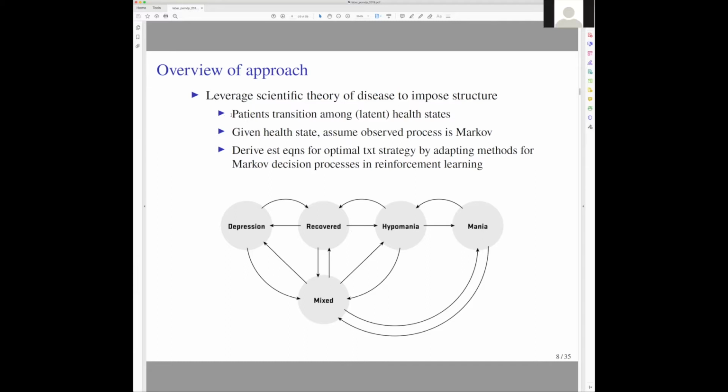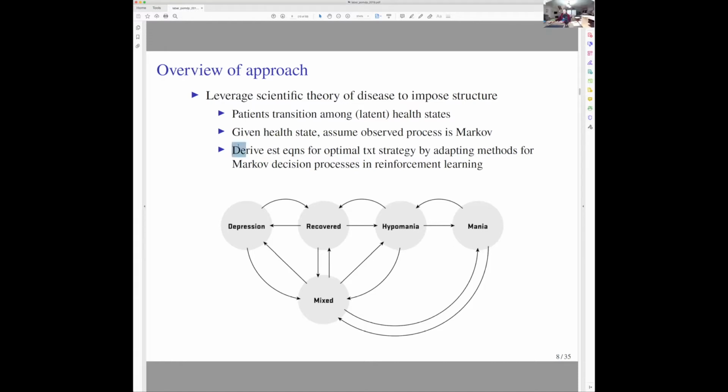So we're going to assume that patients are transitioning among latent health states as depicted here. Given a health state, we're going to assume the process is Markov. So the idea is we don't assume the observed data are Markov. That's not reasonable given what we know about the science. But given what we do observe and this latent health state, then we're going to assume that it's Markov, and that is aligned with the current theory for this disease.